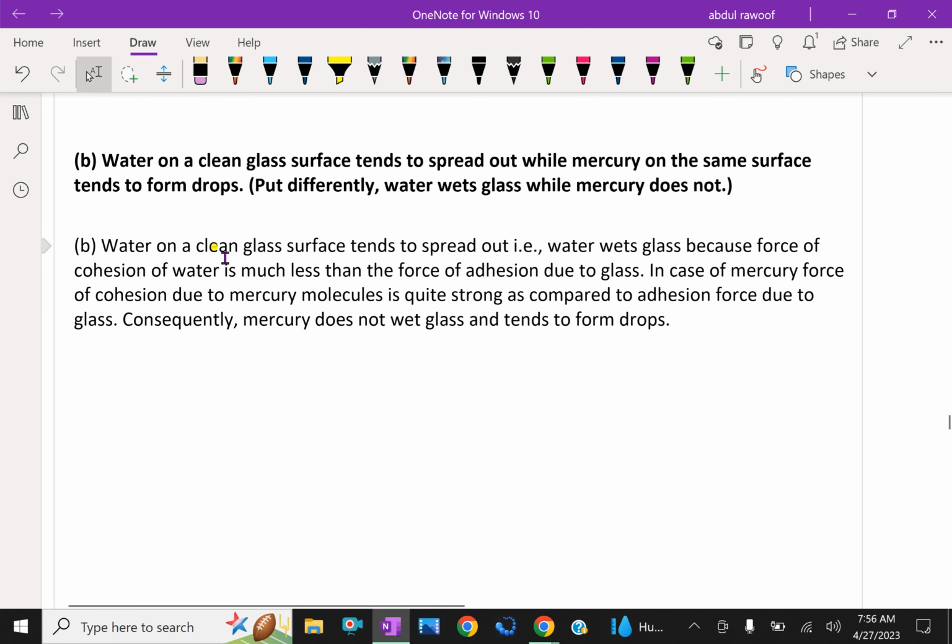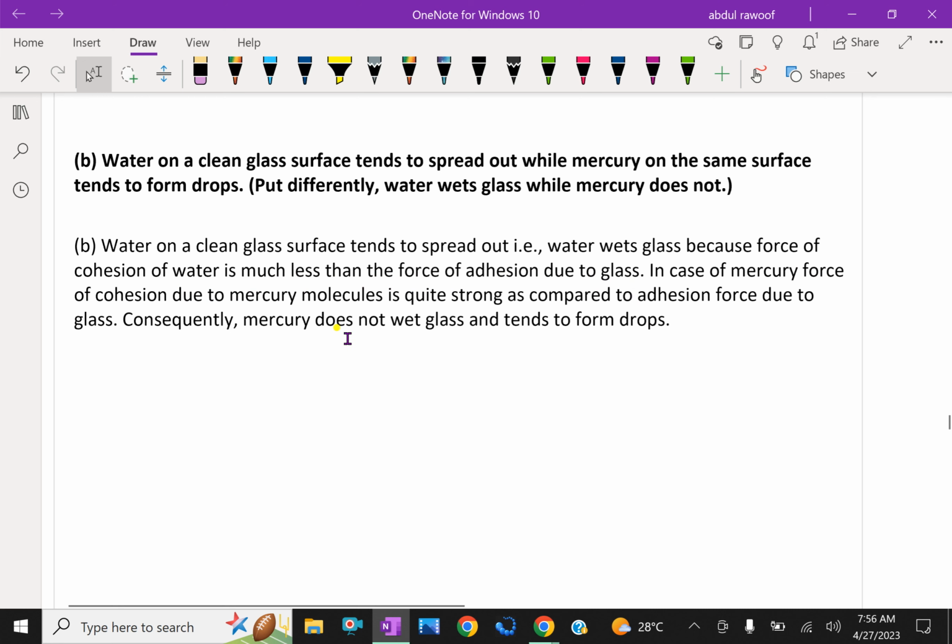Next question. Water on a clean glass surface tends to spread out while mercury on the same surface tends to form drops. Put differently, water wets glass while mercury does not. Here, water easily wets the glass surface, but mercury does not. Water on a glass surface tends to spread out, that is, water wets the glass because the force of cohesion of water is much less than the force of adhesion due to the glass.